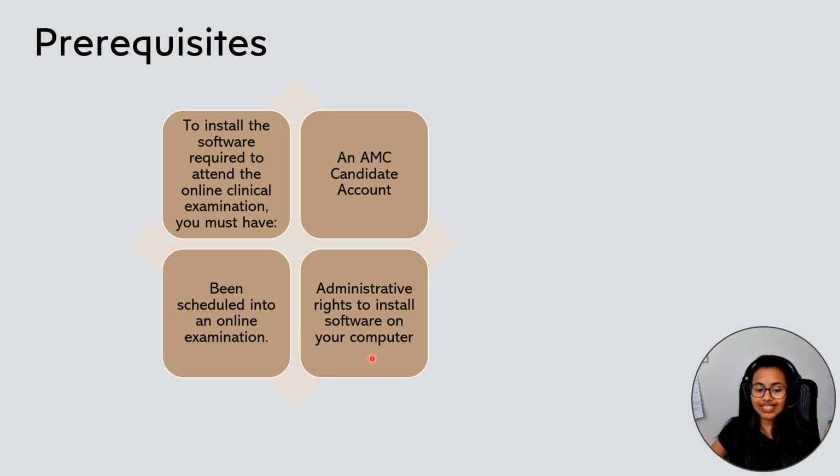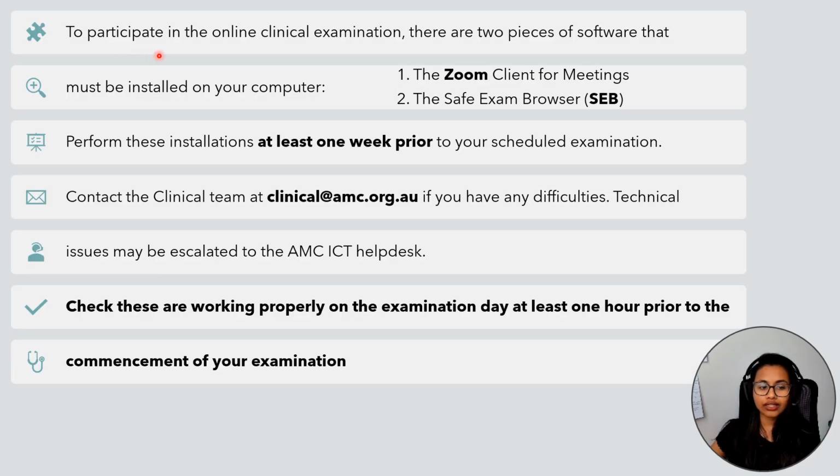As I mentioned previously, you should have administrative rights on your computer in order to install these apps and make them work. To participate in the online clinical examination, you need two pieces of software installed on your computer where you have administrative rights. One is the Zoom app, which you will obviously be using for multiple things. The second is the safe exam browser that I was talking about, which protects your computer so that you do not go elsewhere and search anything else. It's a protective system to make sure you are truthful in your examination. These are the two things you need to install on your computer prior to your exam.